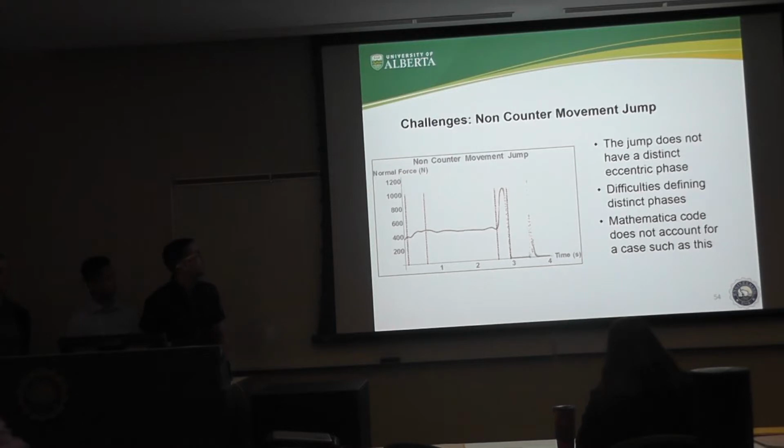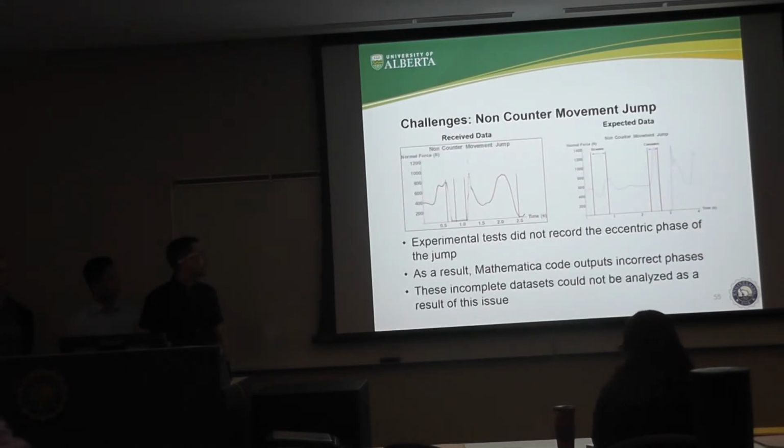Another challenge we had with the non-countermovement jump is that one subject didn't have a clearly defined eccentric phase, as you can see here, where we expect kind of a sine wave almost, whereas this subject didn't have a clearly defined eccentric phase at all, and our mathematical code couldn't account for this.